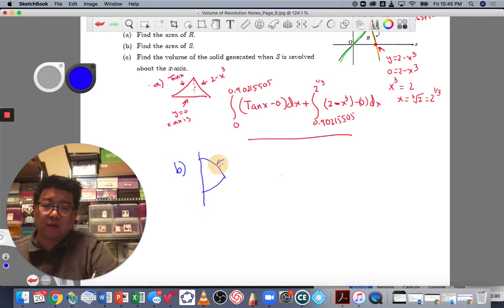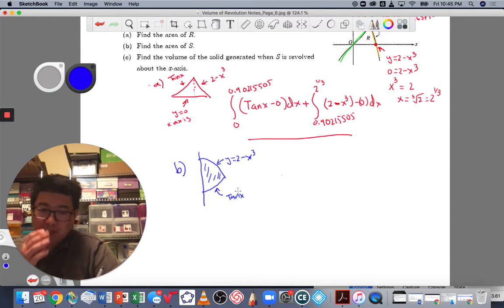This part right here will be y equals 2 minus x cubed. Okay, notice how this one's on top now. This right here was tangent x, and we're trying to find this area. So we're actually doing top minus bottom. There's no x-axis in this one. Okay, we know what point this is.